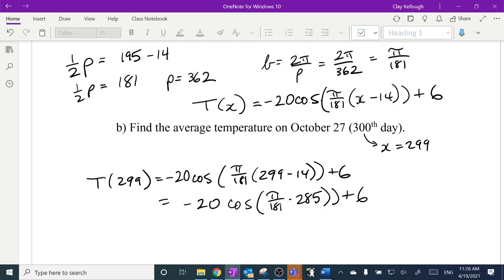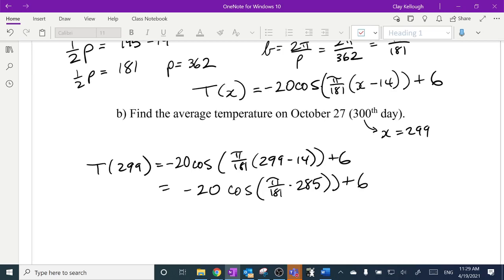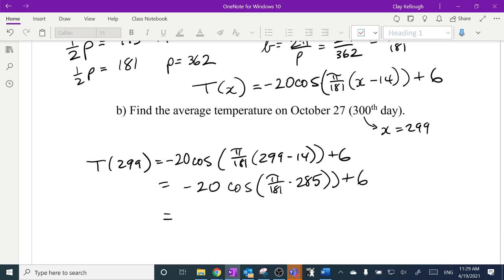And that's about all I'd simplify. I would now punch buttons on my scientific calculator. What mode should I be in? I'm in radians because of the pi's. We're not in degrees here. So I would go 20 with a negative times. And now on this calculator, I'm going to have to open a bracket and do this first: pi divided by 181 times 285, close the bracket and hit cosine, and then hit plus 6.